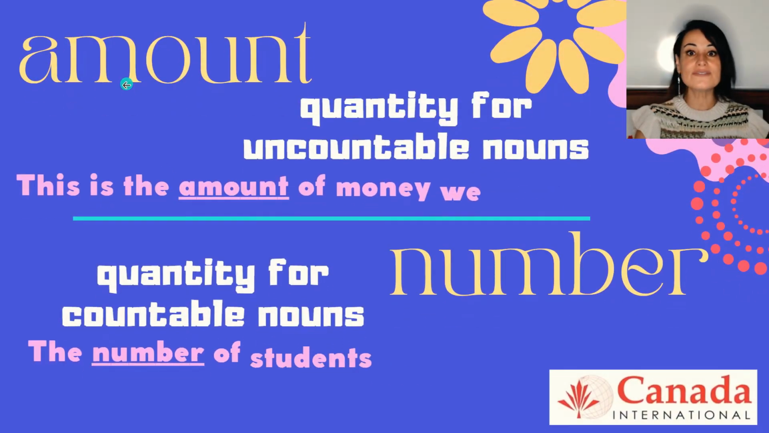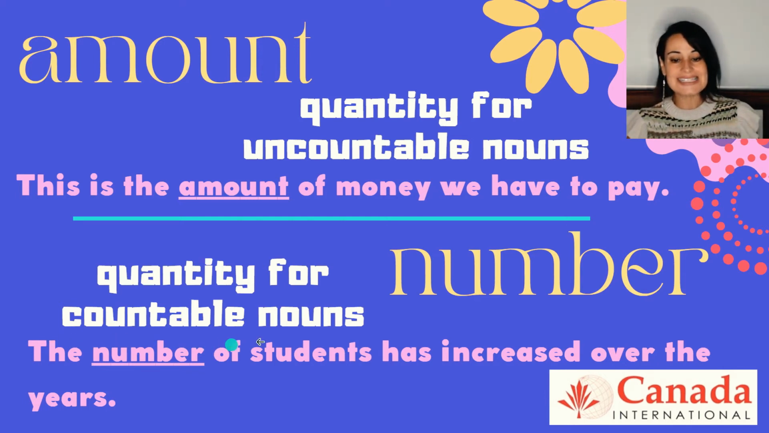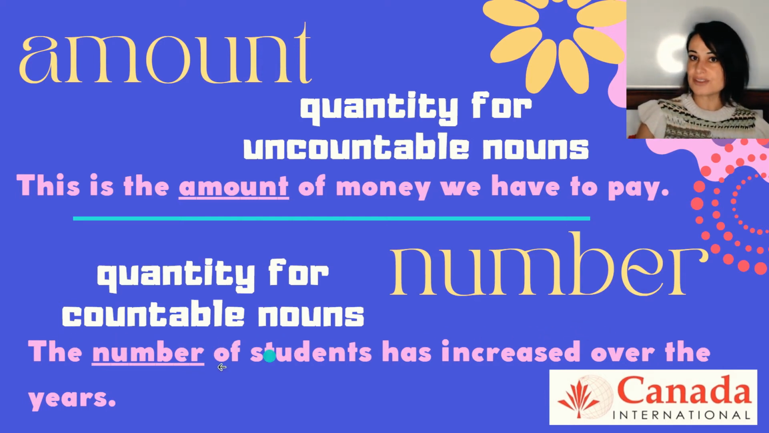Now, amount versus number. Amount indicates the quantity for uncountable nouns. Remember, those nouns that we cannot count. So this is the amount of money we have to pay. And number, the quantity for countable nouns, those that we can count, okay? So the number of students has increased over the years.